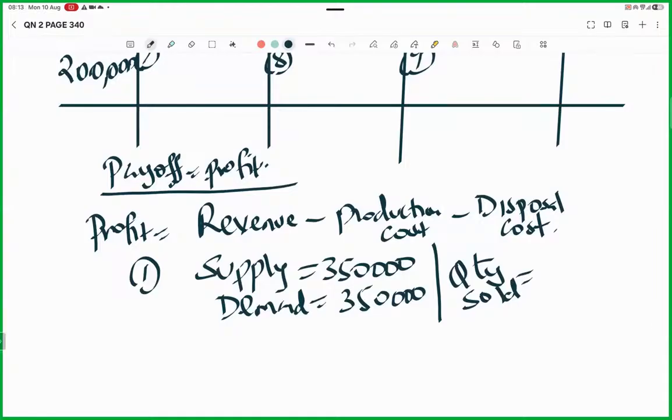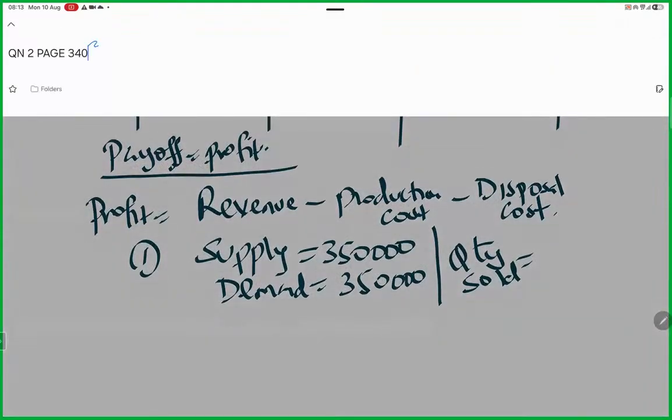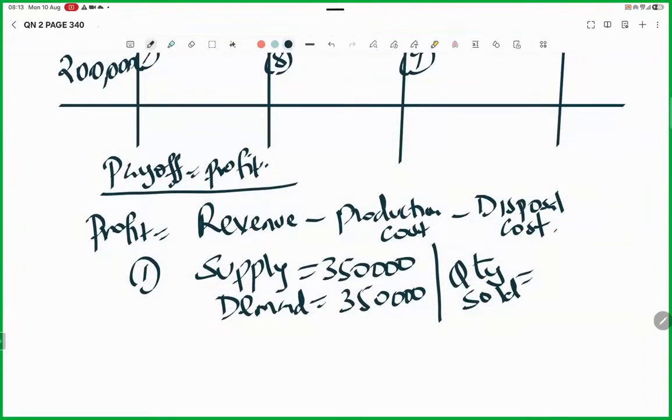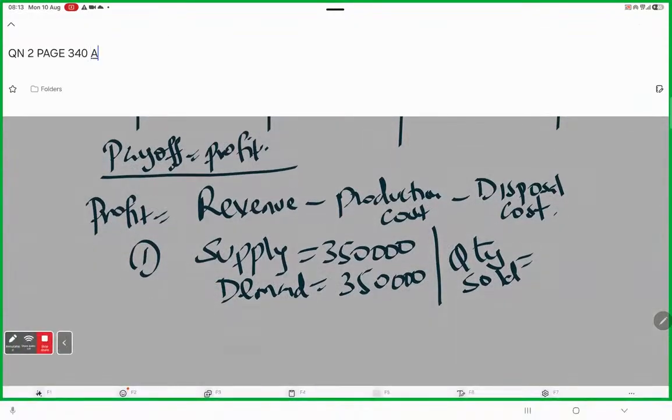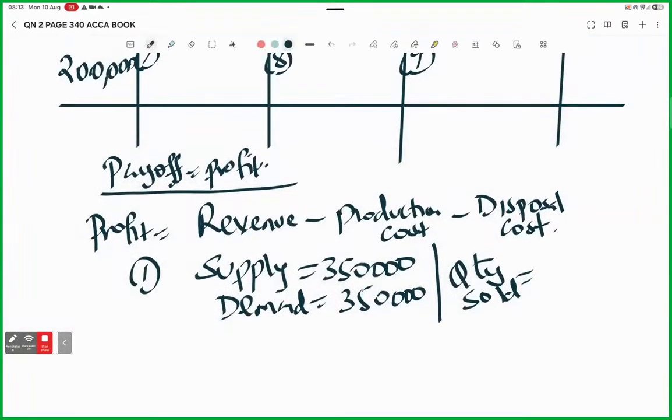So somebody please help me share that question. Which question here? On top here. Question 2, page number 340 of the book that I gave you yesterday. Thank you, Chaji, for sharing.